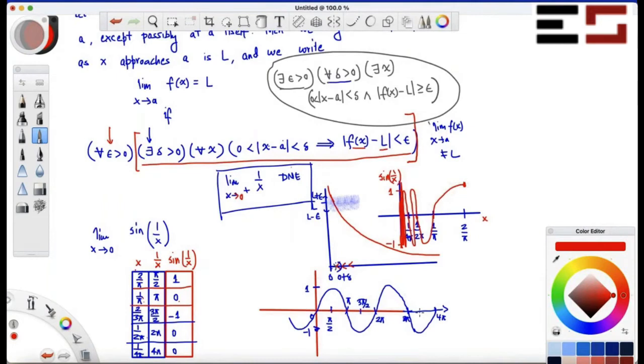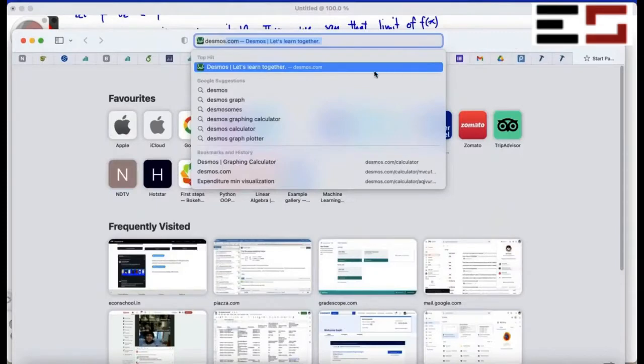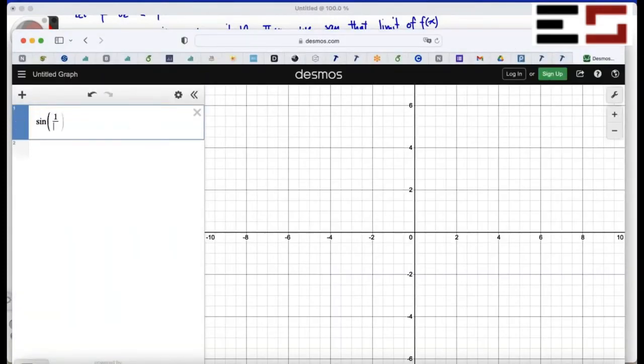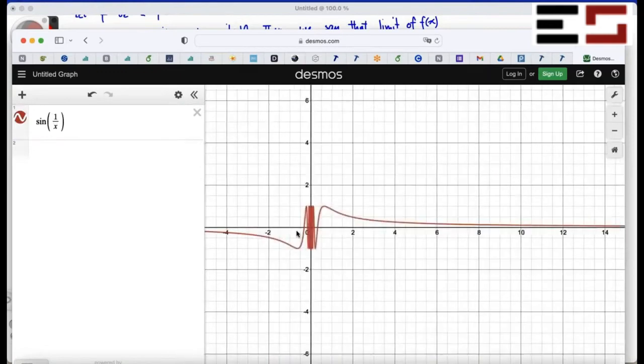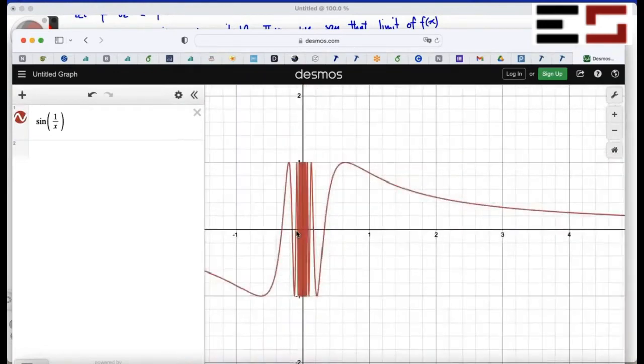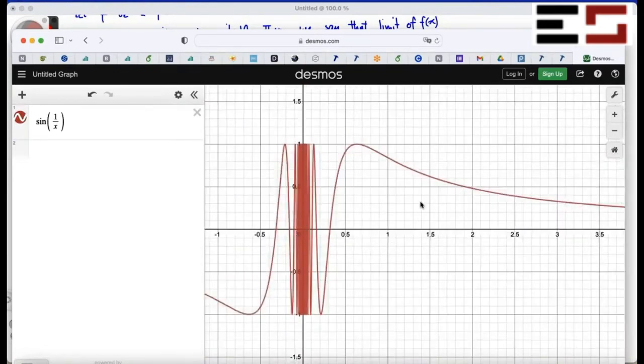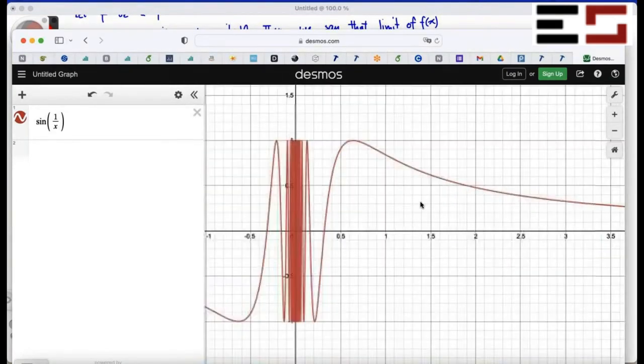Okay, for more clarity, let me just use technology to draw that. So let's use Desmos. You can see this is exactly what we have just done. Is that fine? Yes, Professor. Okay, now what do you think is the limit as x approaches 0 of this function?